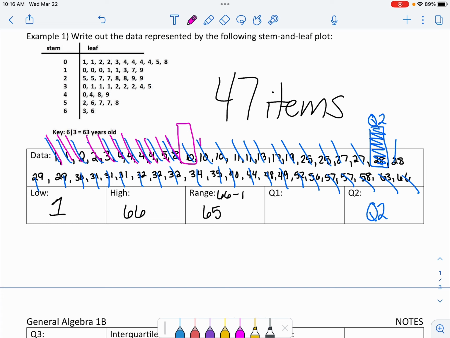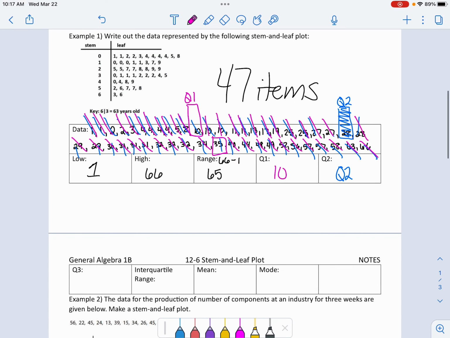That should be it. I got a clean cut middle of 10. So that's Q1. Good. And now do the same thing on the other side. I think if we do 11 from each, we should get it. What'd you guys get? 35. And it's a clean cut 35, right? Yeah. So that's your Q3.